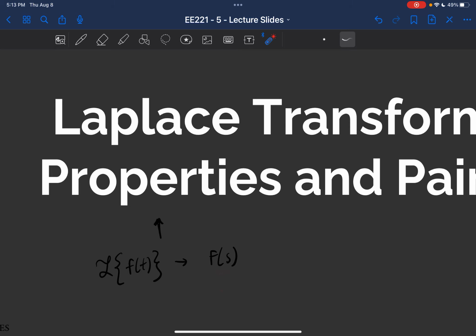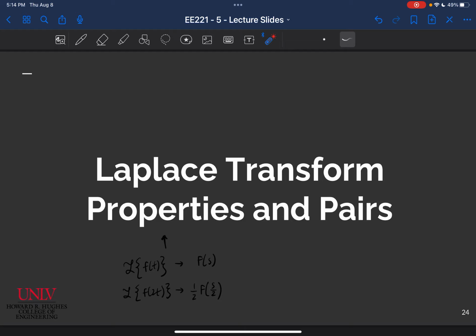So for example, let's say instead of f of t, we take the Laplace transform of f of 2t. Same function, but instead of passing in a value t, we're passing in 2 times t. There's going to be some particular, in this case it would be a half times F of s over 2. There's some particular mapping of multiplying t by 2 in the argument here that maps to the function in the S domain. Okay, so that's properties of the Laplace transform.